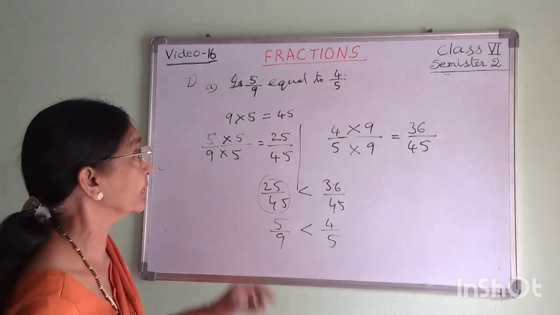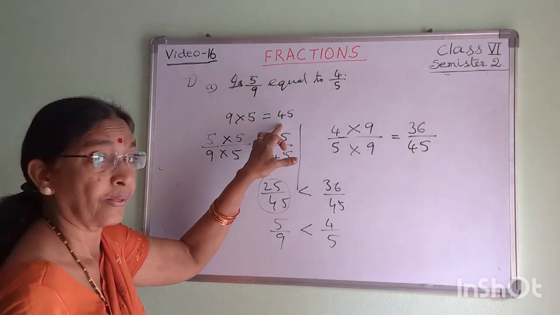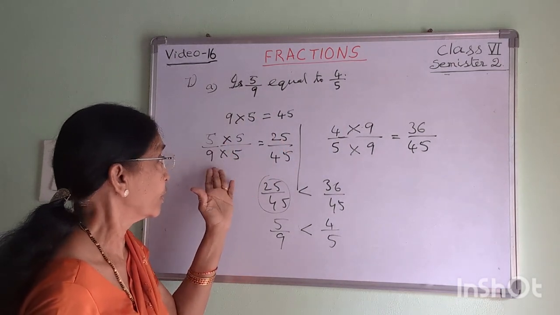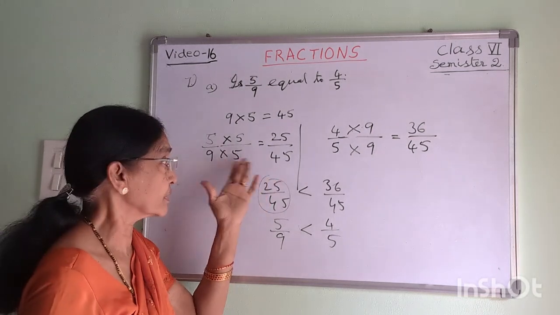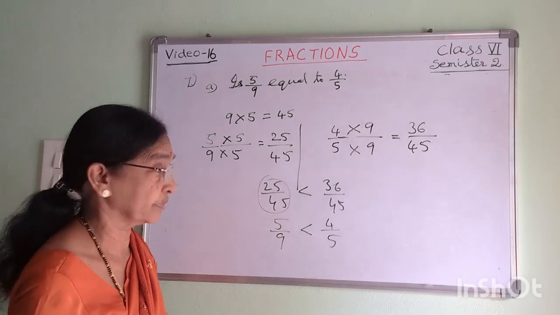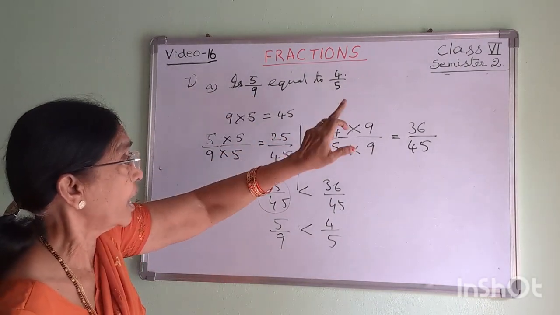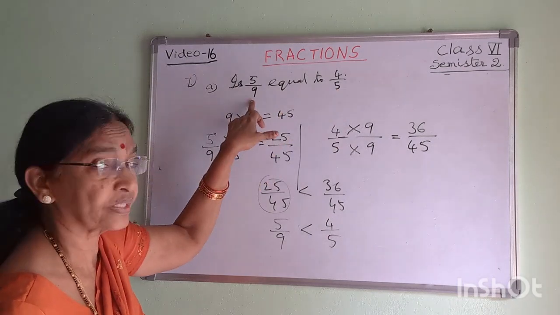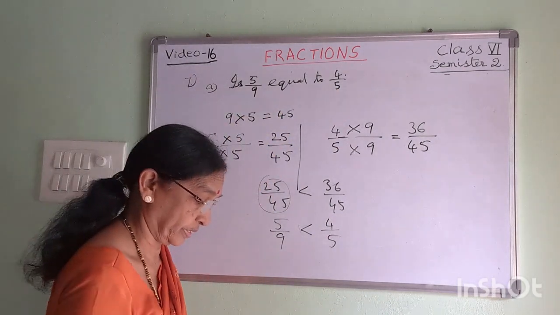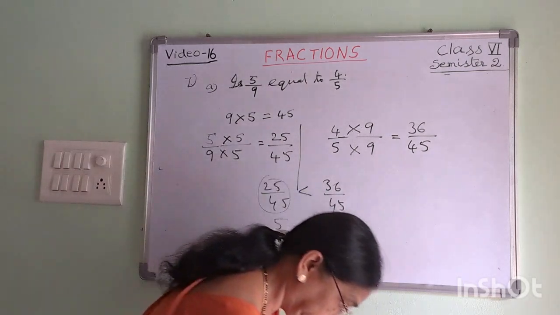Thus we can compare, taking the product of the two denominators and multiplying both the numerator and denominator by a number which gets the denominator as 45, an equal denominator. So multiplying this number with this denominator and that number with the other denominator, we get the common denominator. Thus we get like fractions and we can compare.